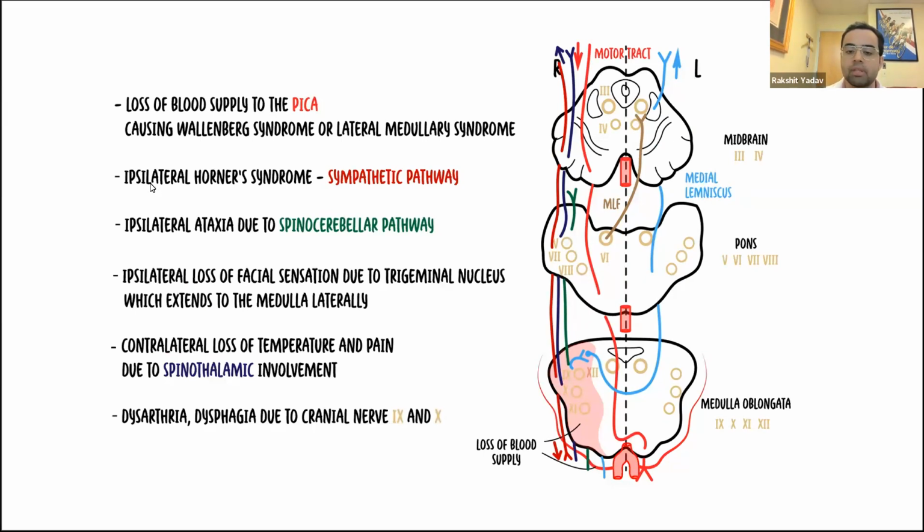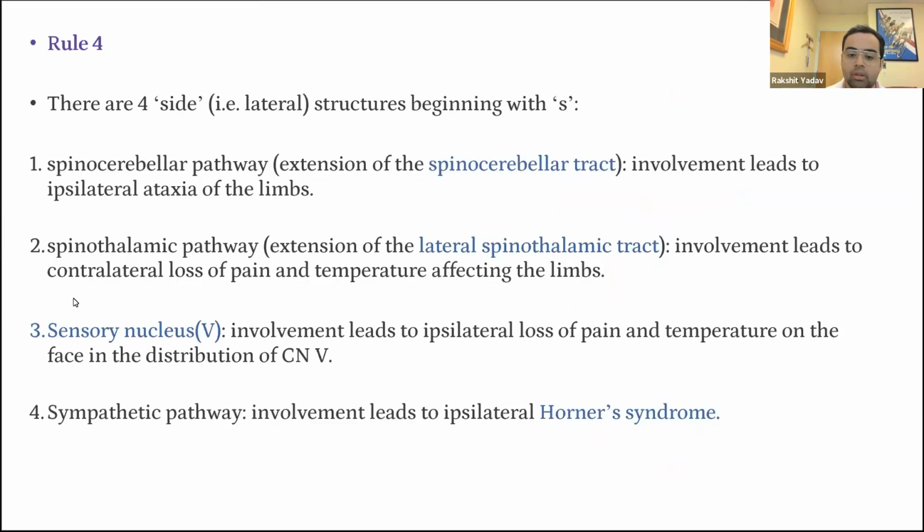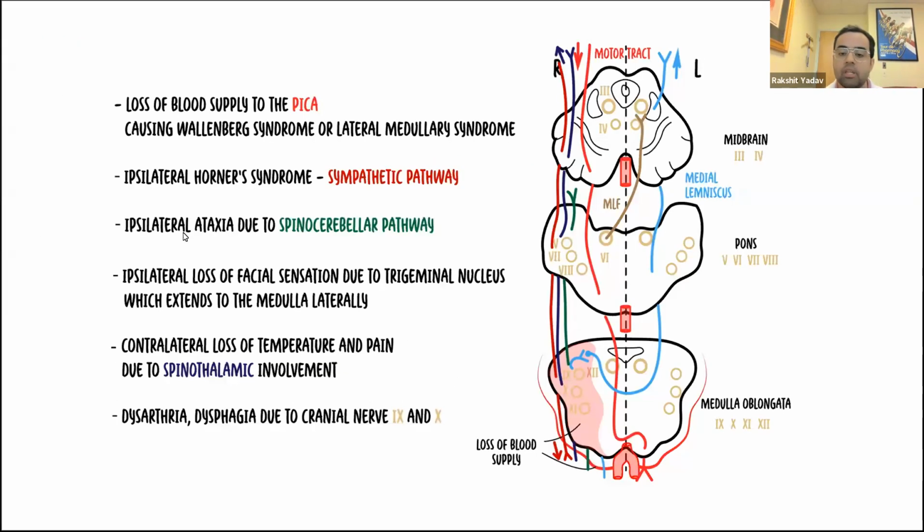So you have first the ipsilateral Horner syndrome. Sympathetic pathways are always present on the lateral side, as we read in rule number 4. So sympathetic pathway involvement leads to ipsilateral Horner syndrome. Then you have ipsilateral ataxia due to the spinocerebellar pathway, and spinocerebellar pathways were also again in the lateral side. Hence the name lateral medullary syndrome.